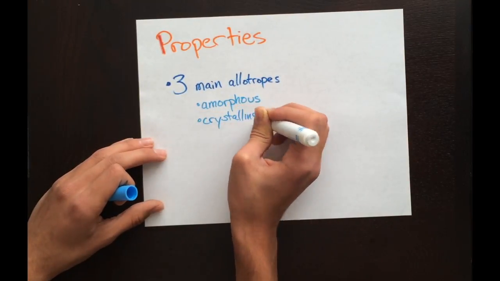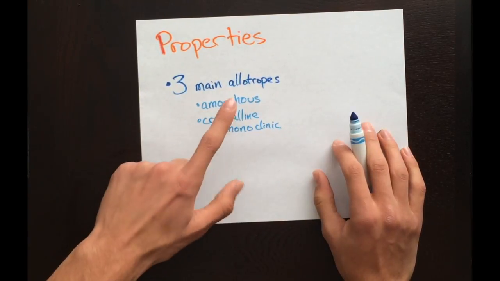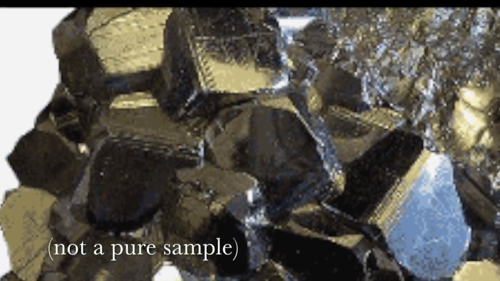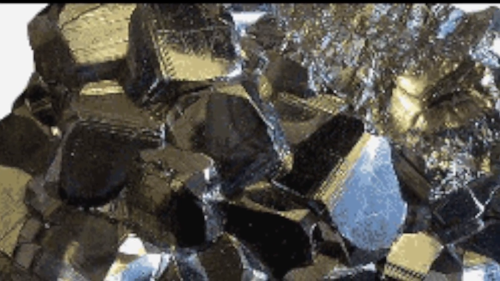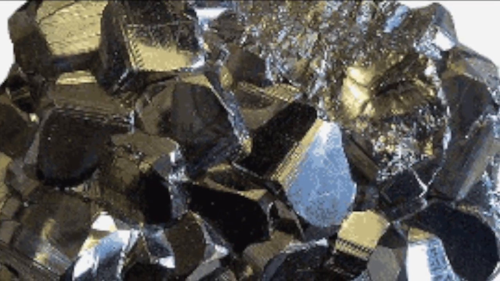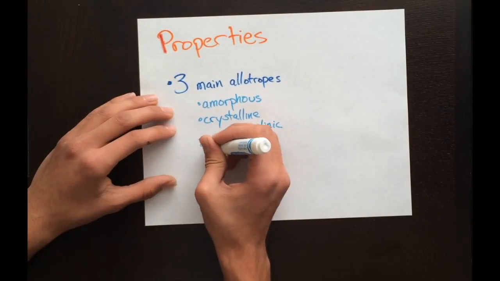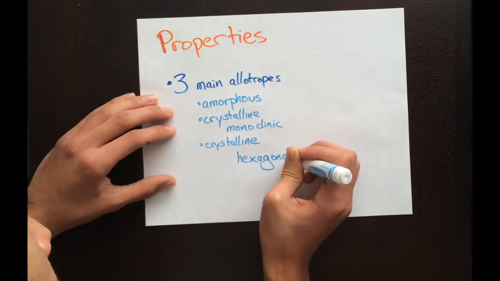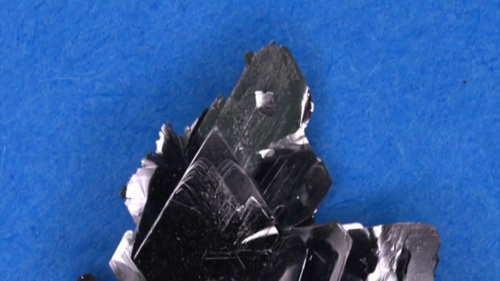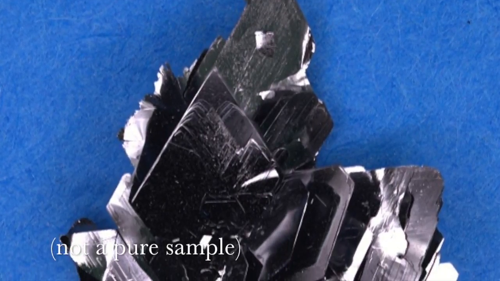Another allotrope is a crystalline monoclinic allotrope. It is more cubed than crystalline hexagonal selenium and has an extremely dark red tone. The last recognized allotrope of selenium is crystalline hexagonal selenium. This has sharp edges and is a metallic color.